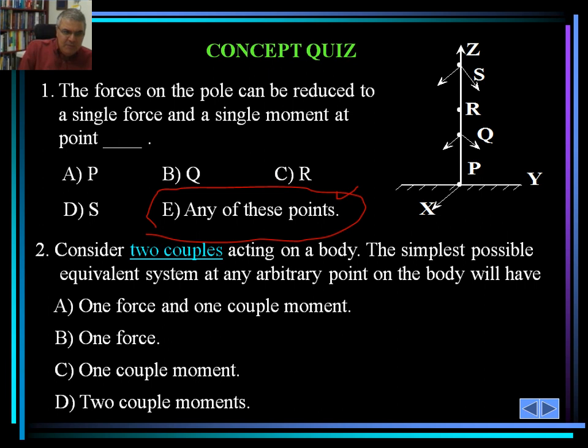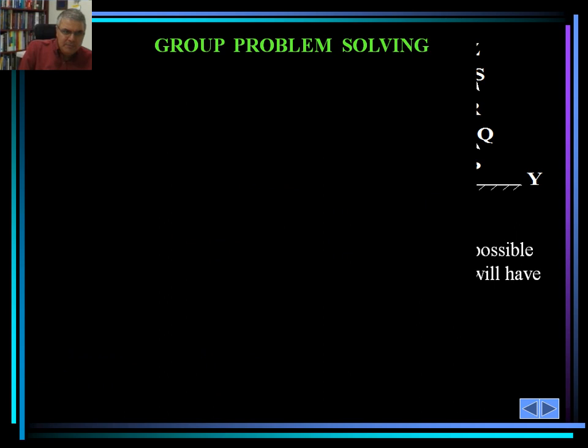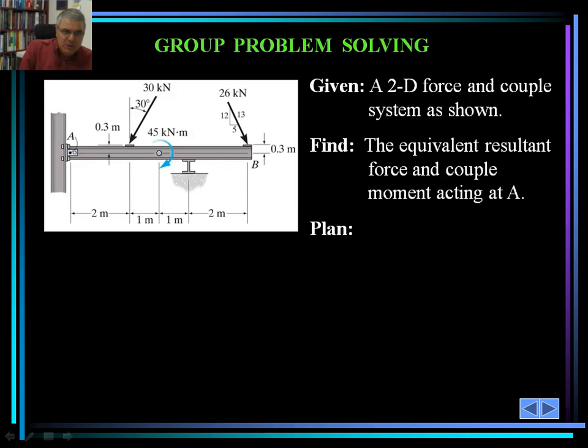Secondly, consider two couples acting on a body. The simplest possible equivalent system at any arbitrary point on the body will have A, B, C, D, and the correct answer is one couple moment. Okay, that's part C.